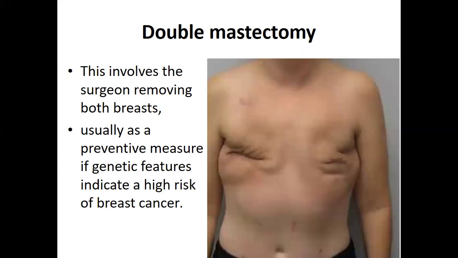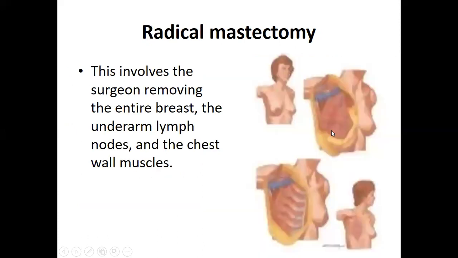Then double mastectomy involves the surgeon removing both breasts, usually as a preventive measure if genetic features indicate high risk of breast cancer. So this is how they will present. We can see on the diagram here, both breasts are gone for that reason.